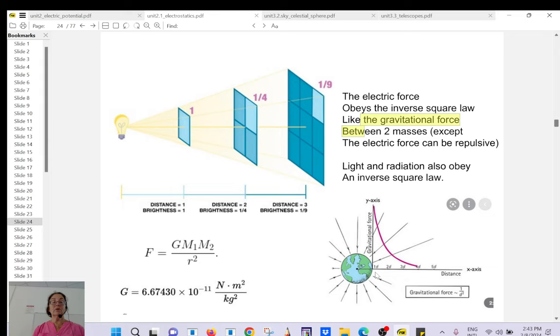You can see it works also for the Earth. Okay, so let's say your weight is 200 pounds. You multiply the distance by 2, your weight will be 50. Yes, 50. Okay, 200 divided by 4, right?